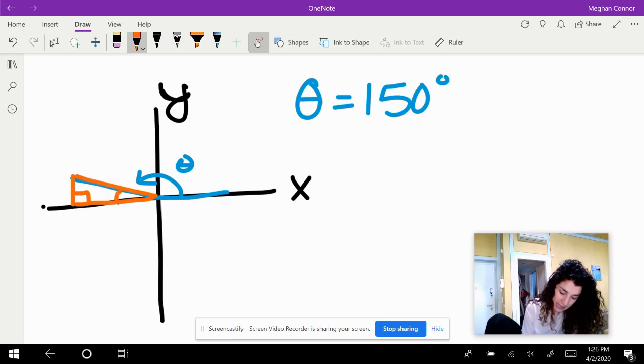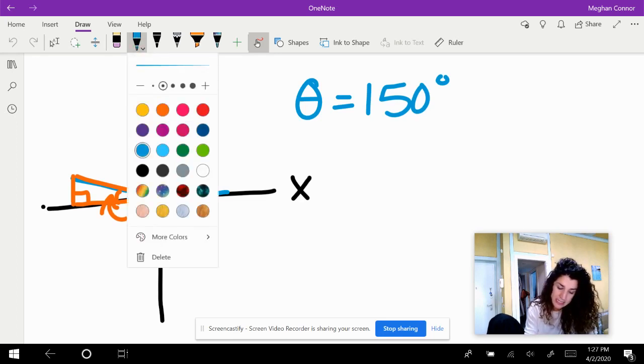That means that this angle in here, it's always going to be a relationship like of 180 minus that angle. You have to think about this visually. But that guy's going to be 30 degrees.